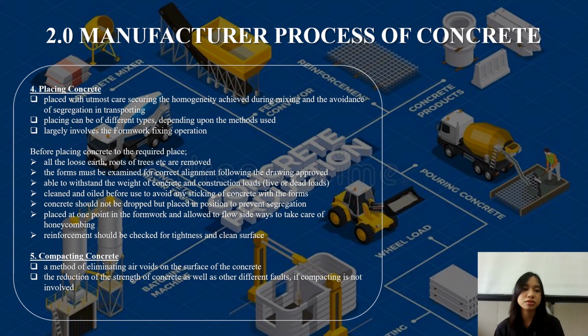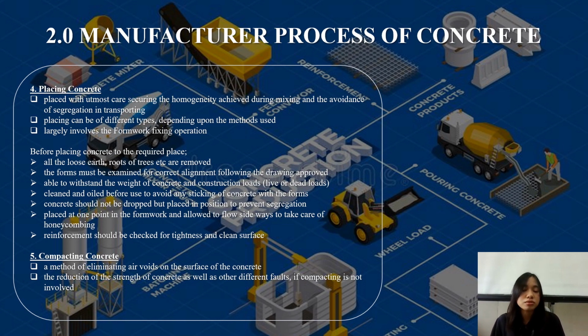Next is placing concrete. The concrete must be placed with utmost care, securing the homogeneity of concrete during the mixing and the avoidance of segregation in transporting. The placing can be done in different ways depending upon the method used. It lastly involves the formwork placing operation.